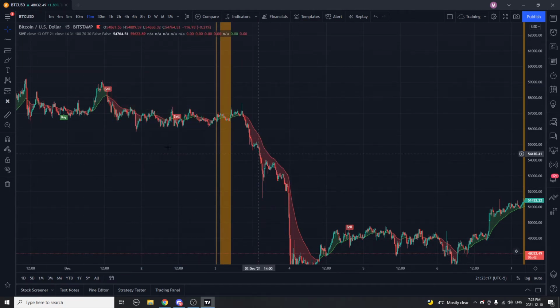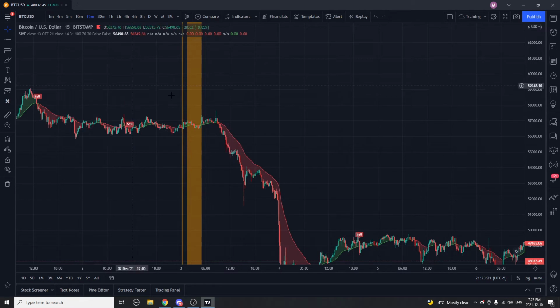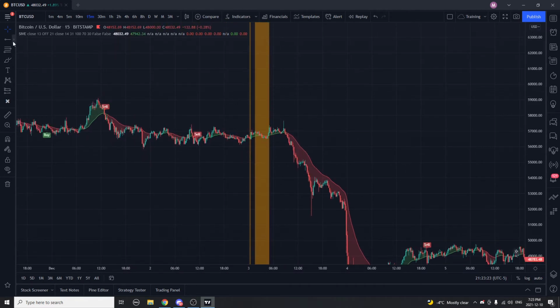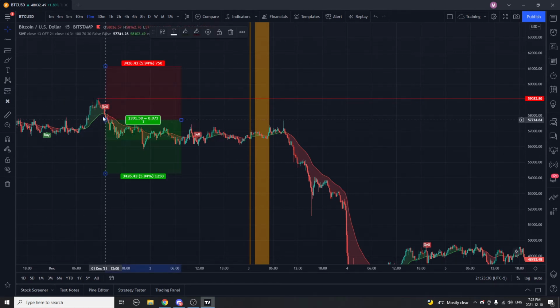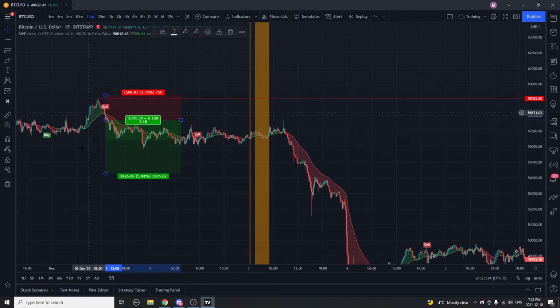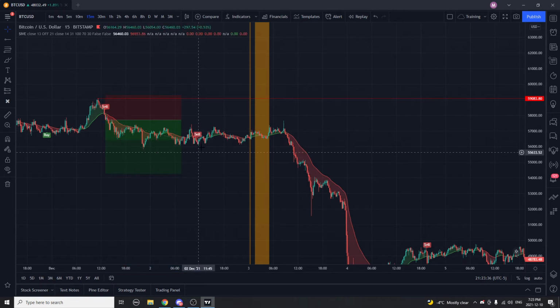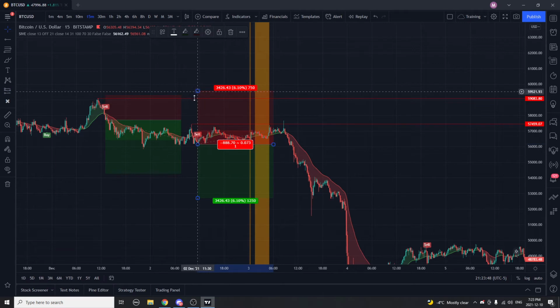This is really being glitchy for me. So here we are. We identify our swing high. We have our sell signal. We enter on the close. And we place our stop loss above this. And again, we identify our swing highs. We enter on the close. Stop loss goes above this.